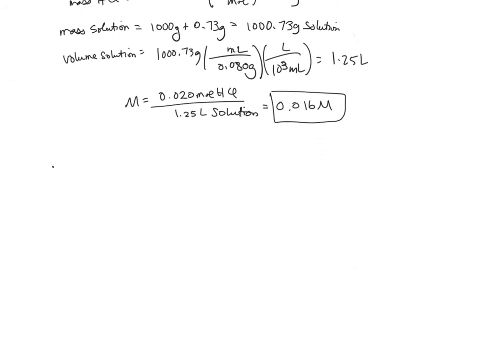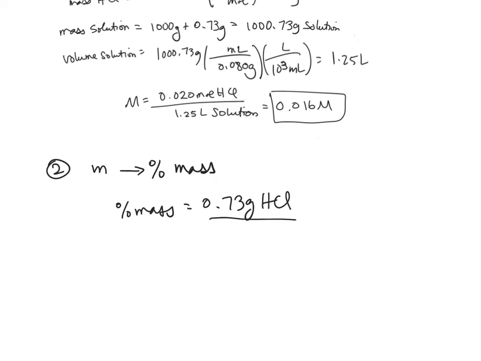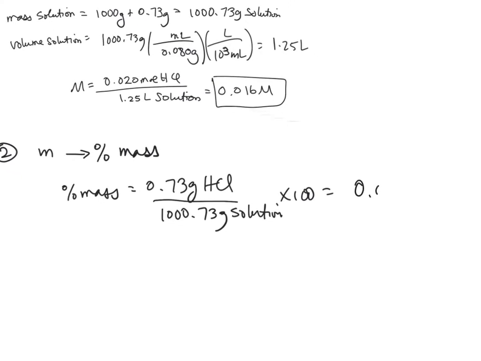Second one, go from molality to percent by mass. And for this one, percent by mass will be equal to 0.73 grams HCl divided by the total mass, which is 1,000.73 grams of solution, times 100 equals 0.073% by mass.